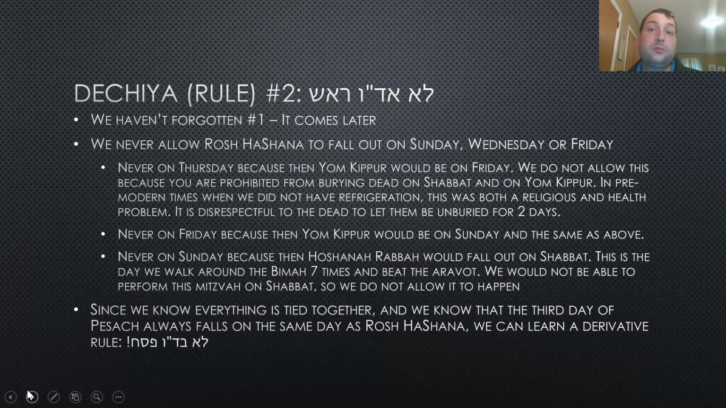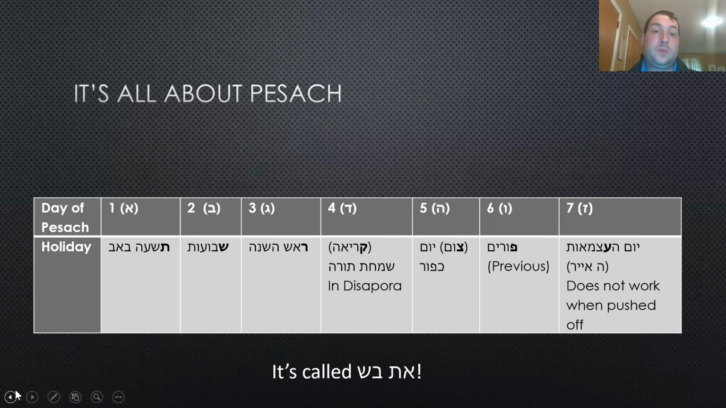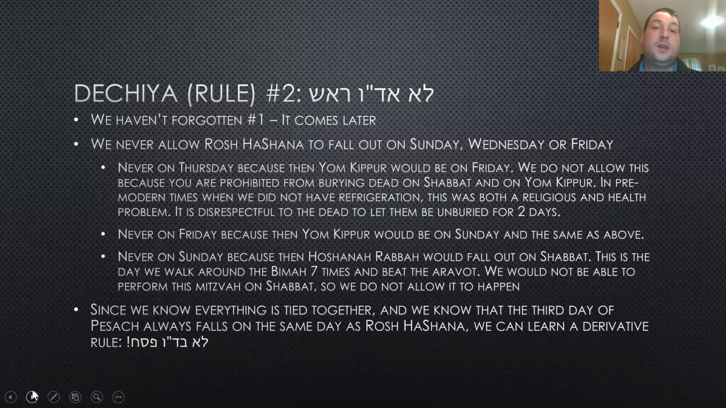We talked about the first rule. The first rule is really the second rule, but the first rule is Lo Adu Rosh. Rosh Hashanah, we never allow to happen on Monday, Wednesday, or Friday, and for various reasons. But at this point, just understand that Rosh Hashanah can never fall out on Monday, Wednesday, and Friday, and Pesach, therefore, because Pesach is always 2 days before Rosh Hashanah, can never fall out on Monday, Wednesday, or Friday.